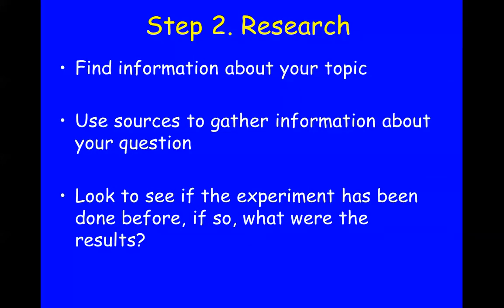The second step, and a lot of times this is the step that people like to skip, is to do research about your topic. You find out information, you look to see if this experiment or this problem has been investigated before. You use different sources. You might use internet sources, you might use books, you might even use other people if they're experts on the topic. But you look to see if this experiment has been done before, and if so, what were the results? So you're looking up information about your question or your topic.